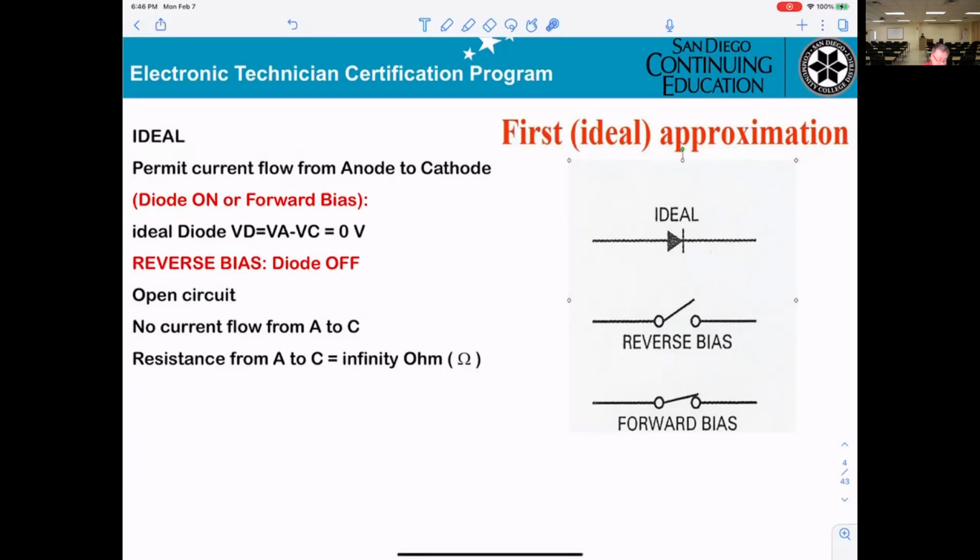So we get two things. You say diode on, that means they allow current flowing from A to C. Diode off means it is open inside. No current flowing, okay? Open circuit, that means open. No current flows from A to C. Resistance from A to C will be infinite ohms. That means there is a big resistance here. That's why current cannot flow.